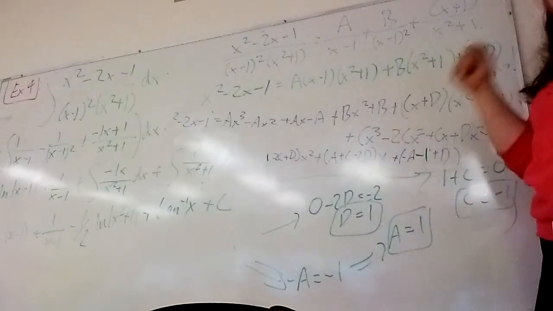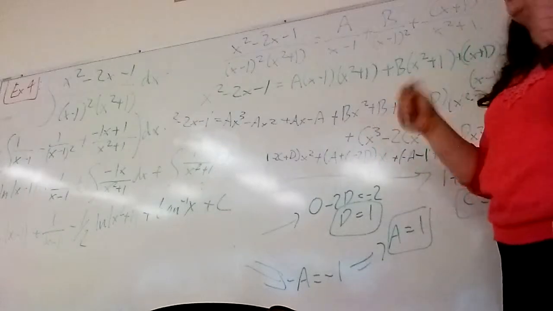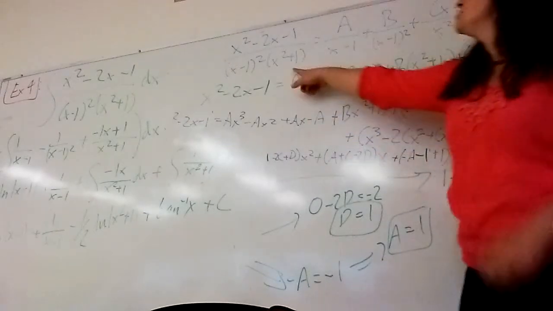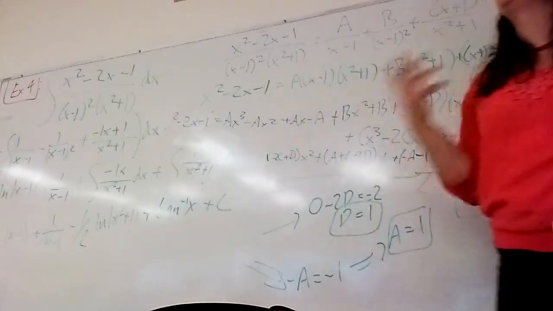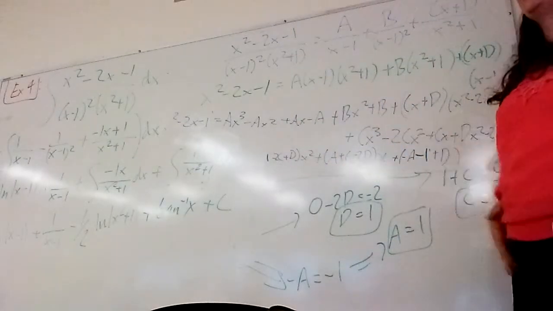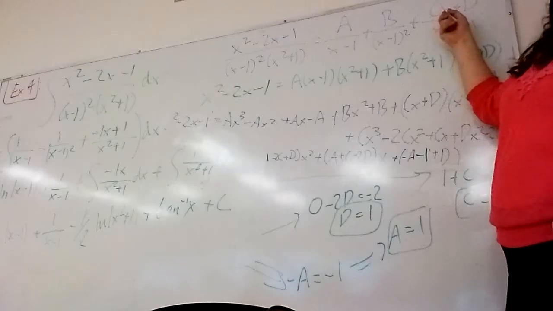The reason is because you need to have the same number of letters as the degree of the bottom. And this has degree 2, so you need 2 letters for it. And because you can't factor any farther, you can't have 2 separate factors for those 2 letters. So one of the letters you're going to have to multiply by x.